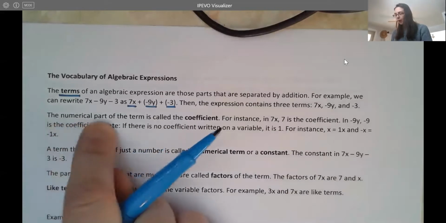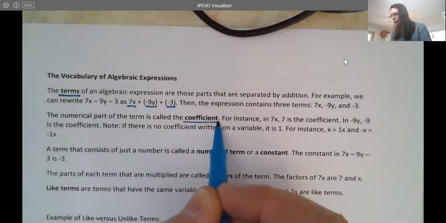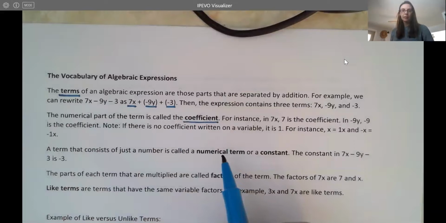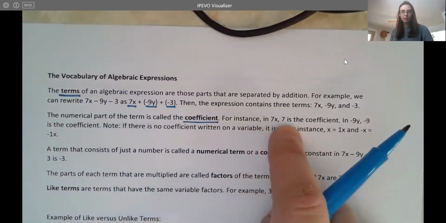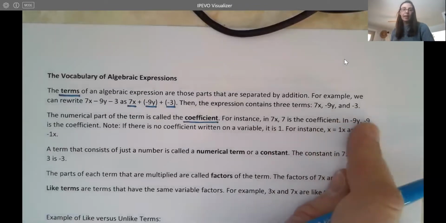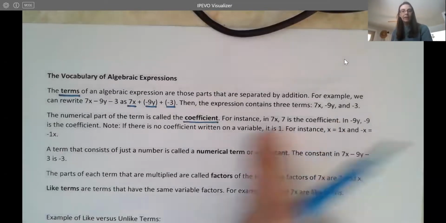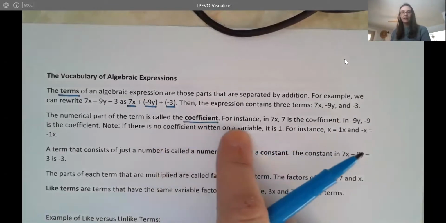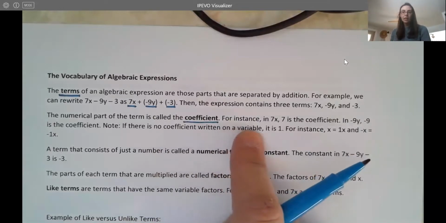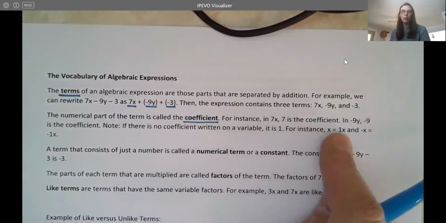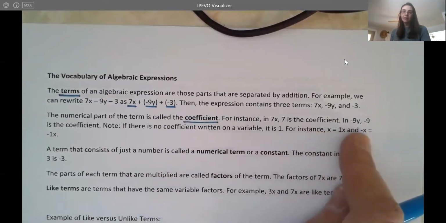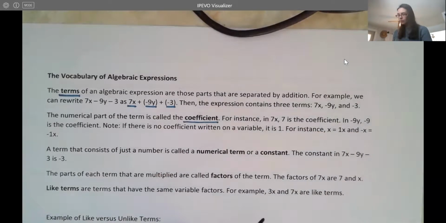Now, the numerical part of a term is called the coefficient. It's just the number out front with the variable. So if you have the term 7x, 7 would be the coefficient. You have negative 9y, negative 9 is the coefficient. If there's no number written next to the variable, then there's always a 1 there. So the variable x is really 1x, and negative x is really negative 1x. We tend not to write the 1 in, but it is there.